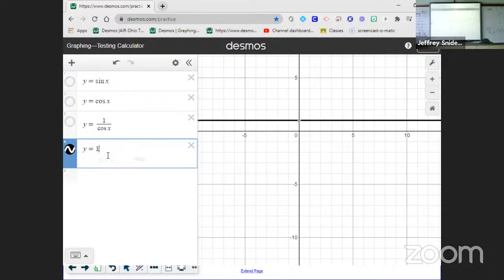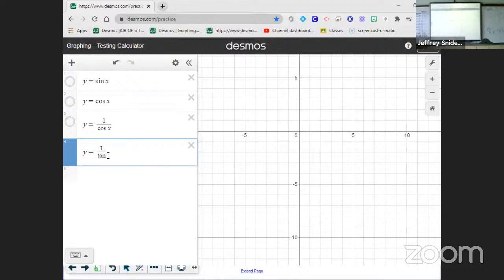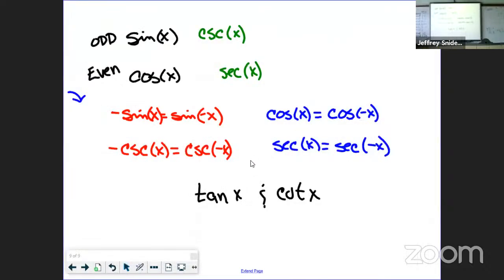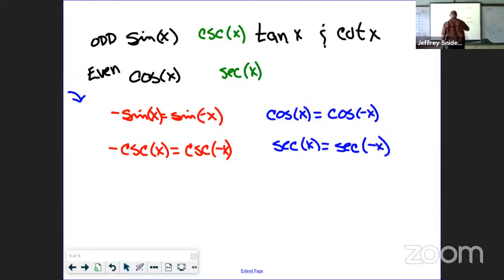Let's make this cotangent. What do I have to put? 1 over the tangent of x. Even or odd? Is it symmetric to the y-axis? No, it's odd. Both of those are odd. Why? Because you've got an even and an odd together, and that odd wins. So both tangent and cotangent go in the odd category up there.